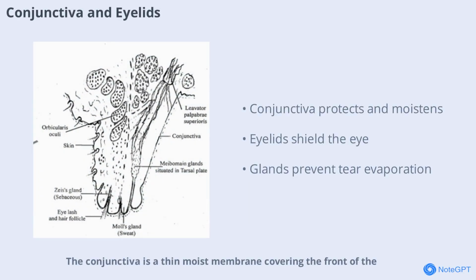Conjunctiva is a thin, moist membrane covering the front of the sclera and lining the inside of the eyelids. It keeps the eye moist and protects against infection. The eyelids, supported by muscles and tarsal plates, shield the eye from injury and help spread tears. Specialized glands in the eyelids produce oils and mucus, maintaining a healthy ocular surface and preventing evaporation of tears.